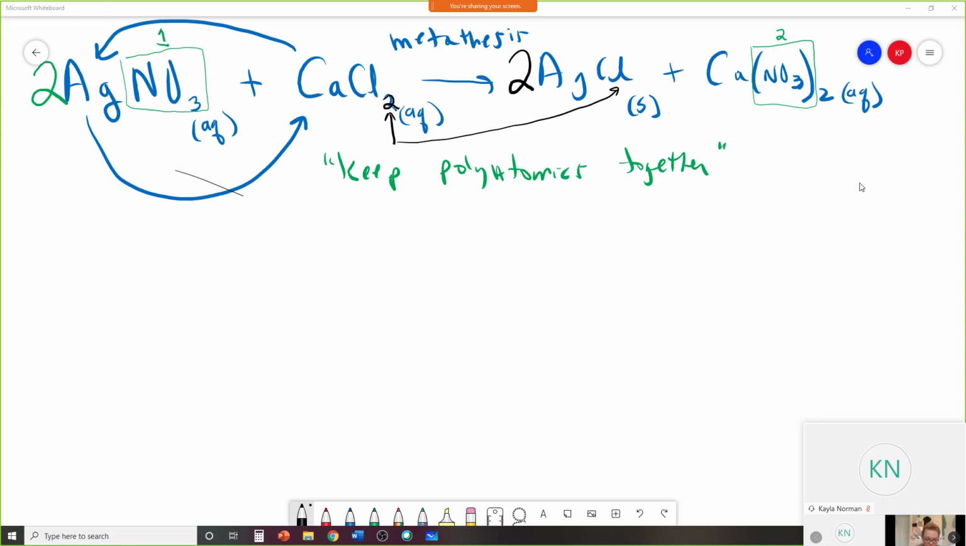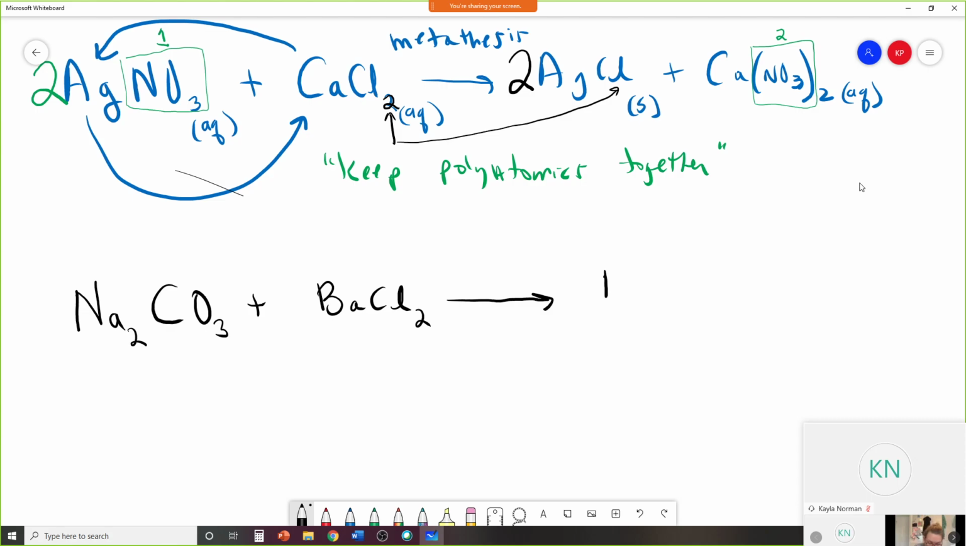So let's say that we had, let's say, how about, let's do sodium carbonate plus barium chloride. All right, and what we're going to end up with is barium carbonate plus 2, well, I'm giving it away, but we're going to end up with sodium chloride.